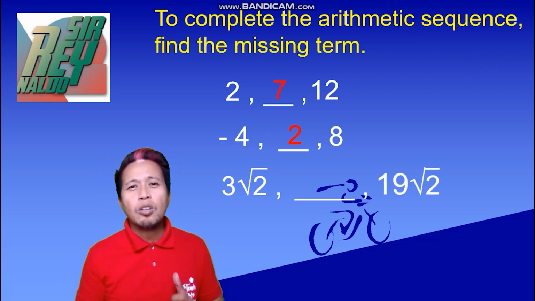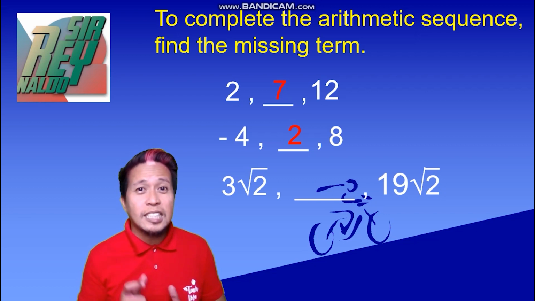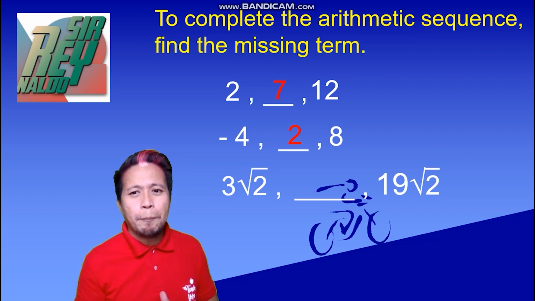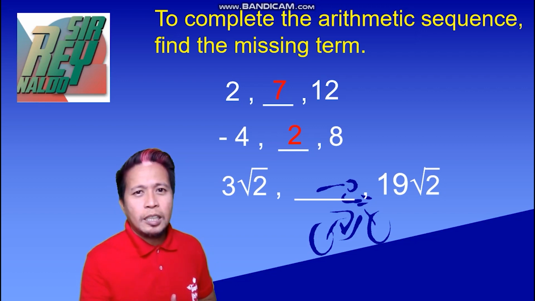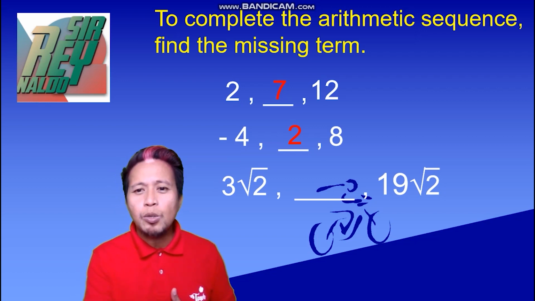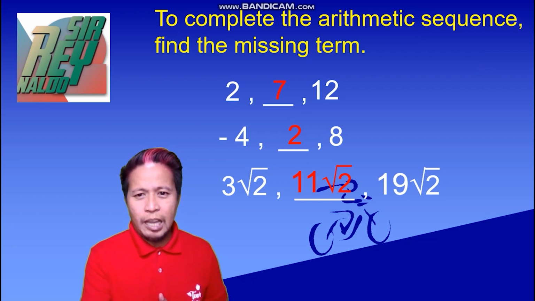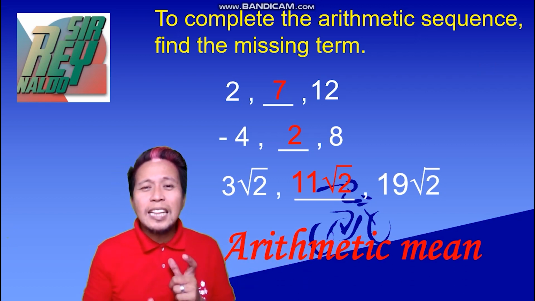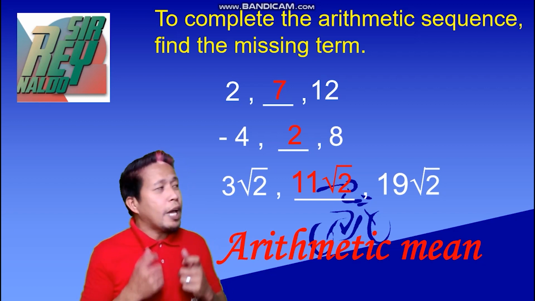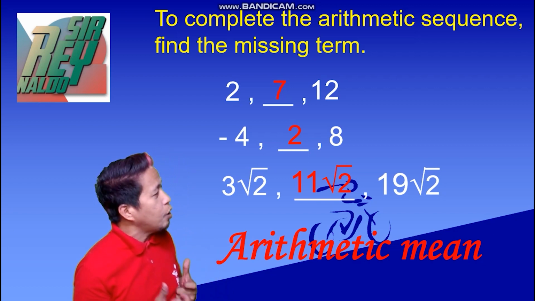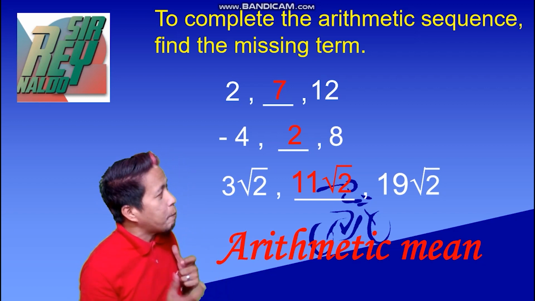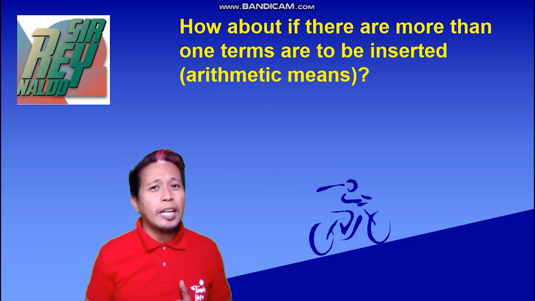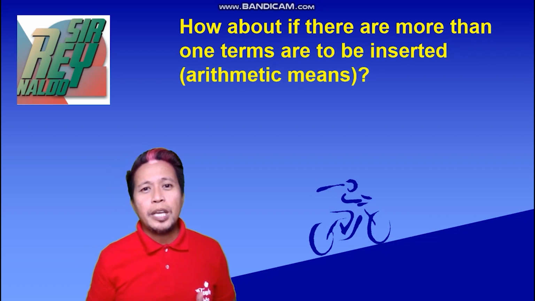So, yung square root of 2, actually palamuti na lang yan. It's just a decoration. So, what we are going to do now is just add up the 3 and 19, and that is equal to 12, divided by 2, and finally, we have 11 square root of 2. Ang tawag natin dyan ngayon sa 7, 2, at saka 11 square root of 2, ay arithmetic means or arithmetic mean. How about if there are more than 1 terms to be inserted?